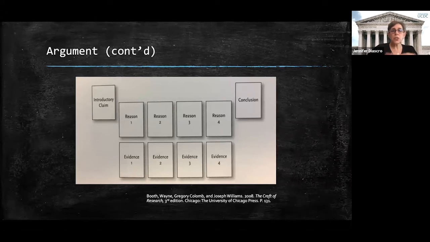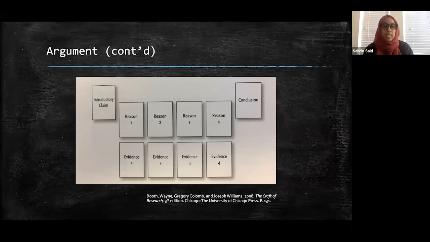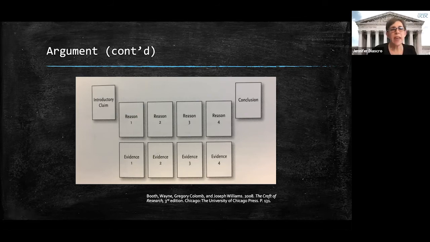Okay, so at least you get a sense of how this is structured. Most writing projects are much more complicated than this, obviously. But again, coming back to fundamentals when you feel like you're in the middle of the chaos of writing can be really helpful. And just to clarify, in this case, your introductory claim would be your thesis. They use claim instead of thesis, but it's the same idea.